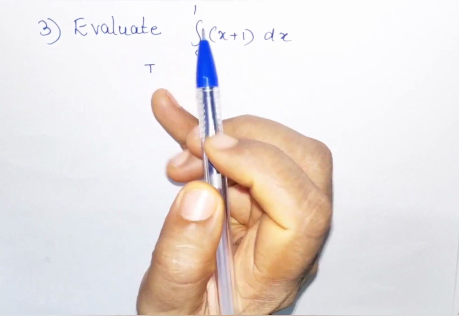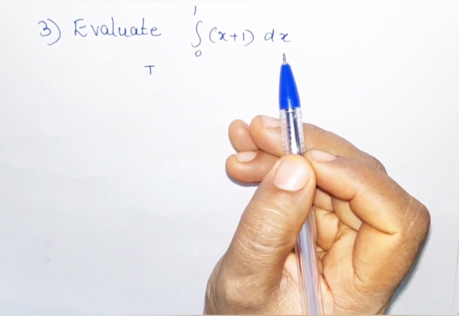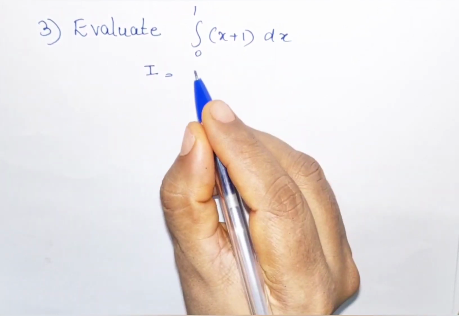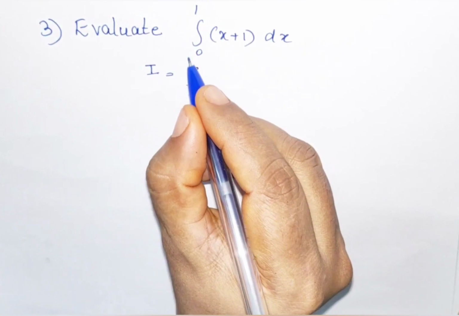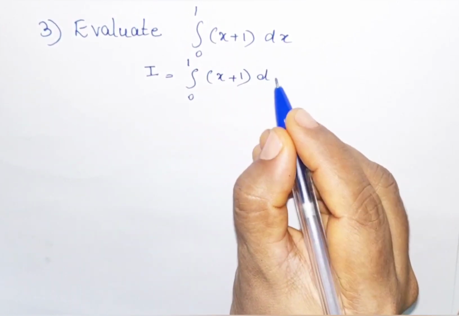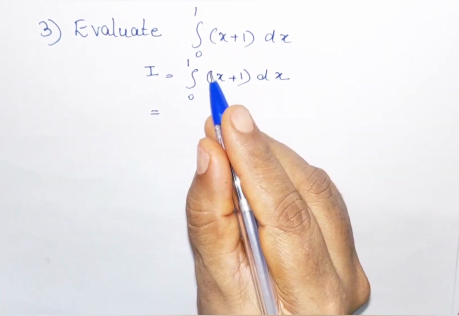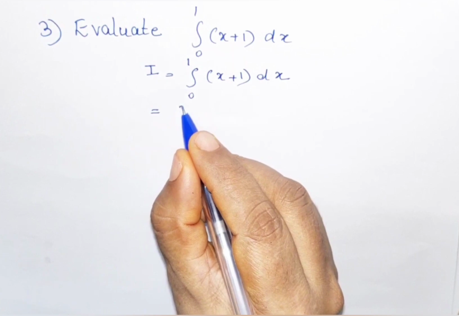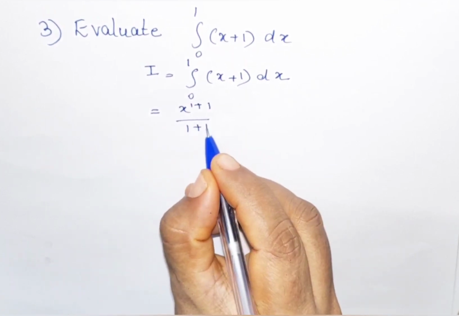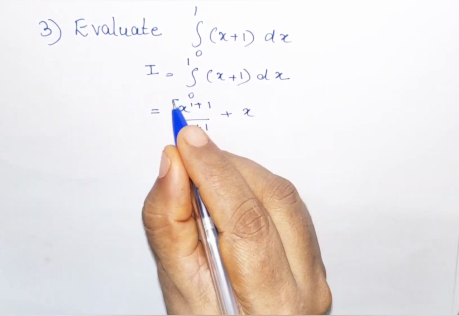Now let us solve the third problem. The third problem is integral 0 to 1 of (x + 1) dx. First we write I = integral 0 to 1 of (x + 1) dx. We already have discussed that integral of x^n is x^(n+1) by n+1. So integral x means integral x to the power of 1. It can be written as x^(1+1) by 1+1.